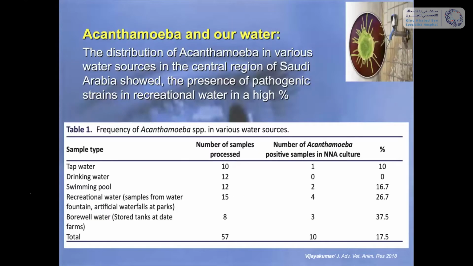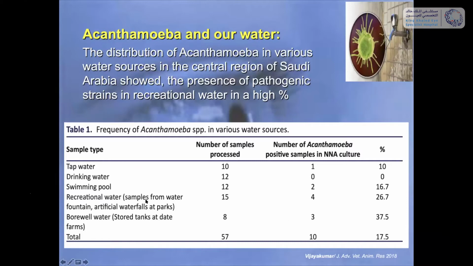What about Acanthamoeba and our water? The distribution of Acanthamoeba in various water sources in the central region of Saudi Arabia was studied. They took multiple samples from different water sources and looked for the presence of Acanthamoeba. And they found that the recreational water has a high percentage.